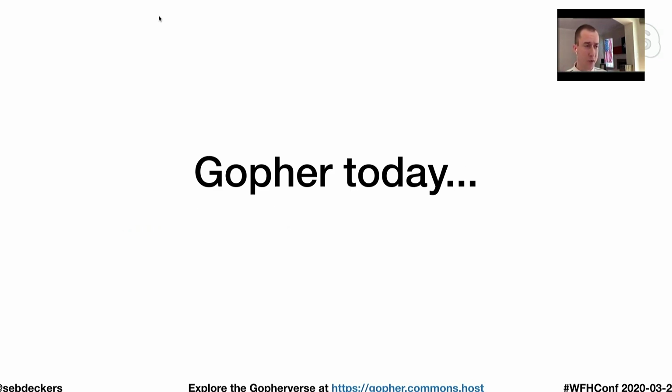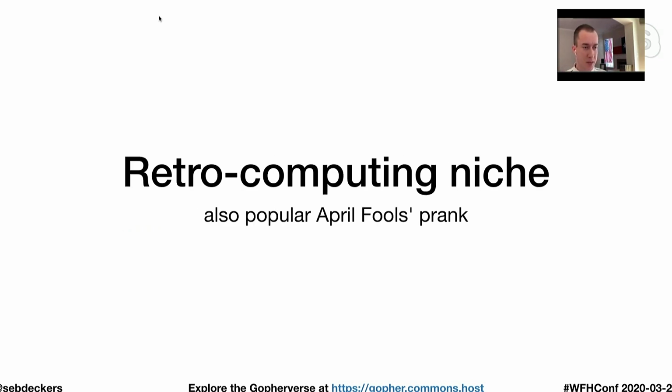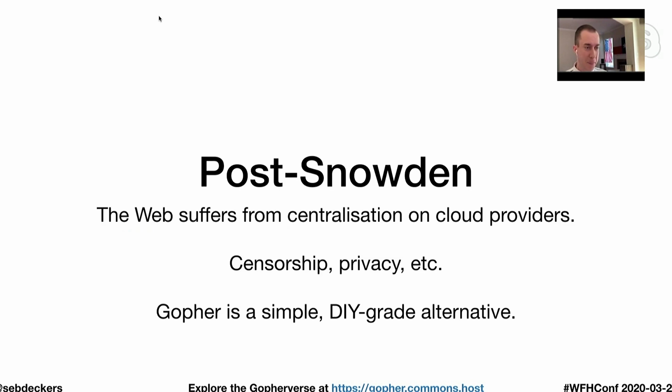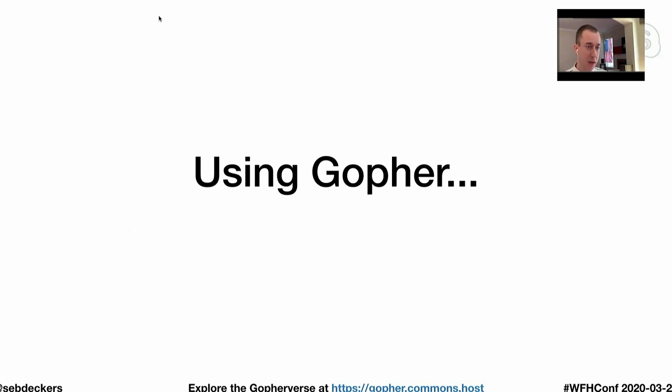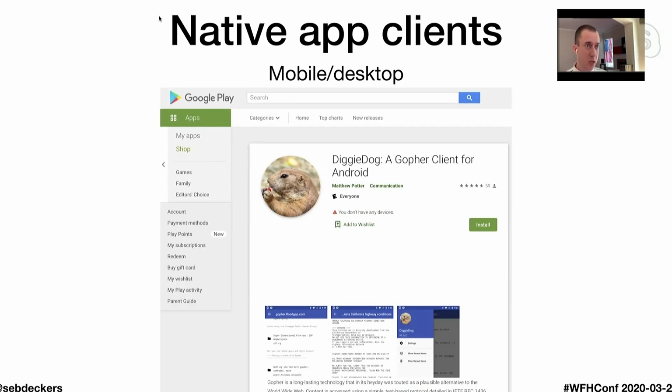So anyway, what does Gopher mean today? So besides this retro computing thing where people have like a little blog on Gopher called a flog, it's also popular for April Fool's pranks, which is kind of sad but funny. In the post-Snowden era, I think it's kind of starting to make a comeback. But looking at other people on YouTube talking about this, people do see it as a sort of weird hackery DIY alternative to the censorship and privacy problems that the web has developed. So how do you use it? Well, there's all these native clients, like native apps for mobile, for desktop, for like DigiDog. I mean, you just look around for your particular platform and you'll find something.